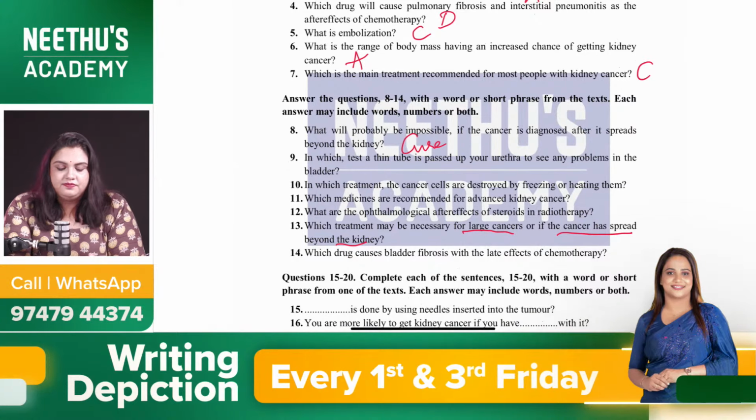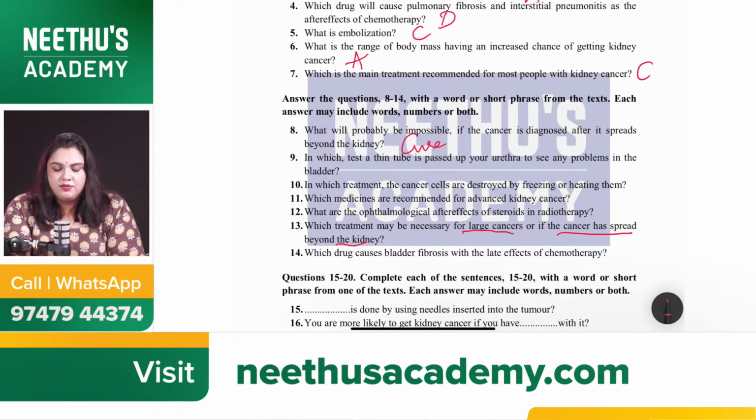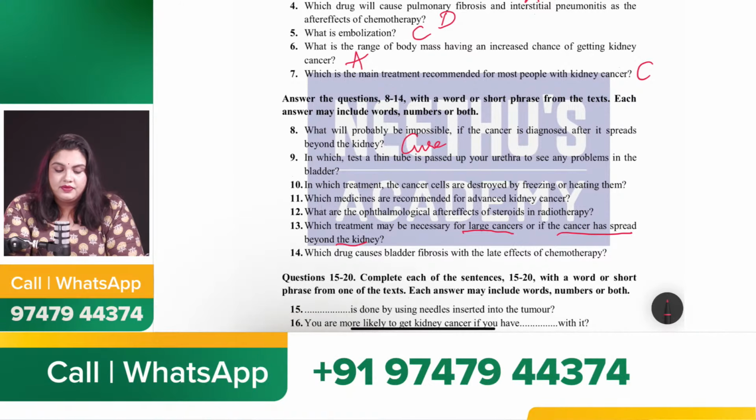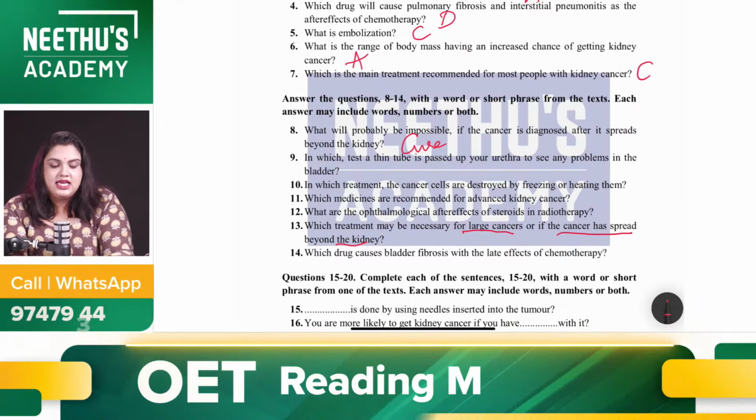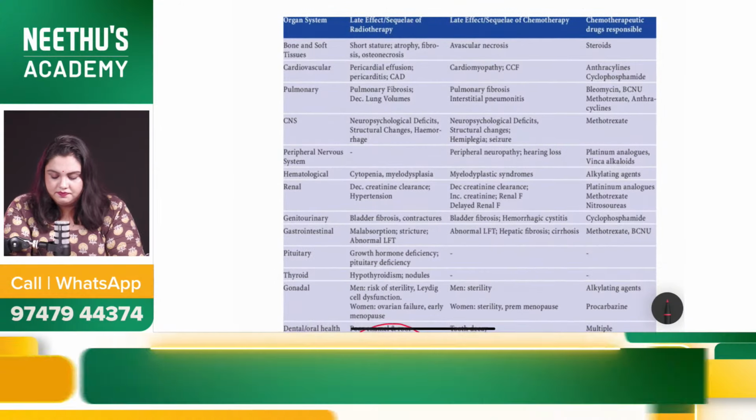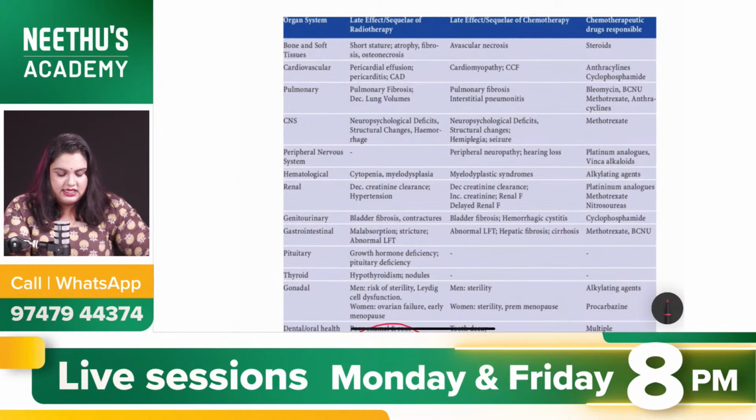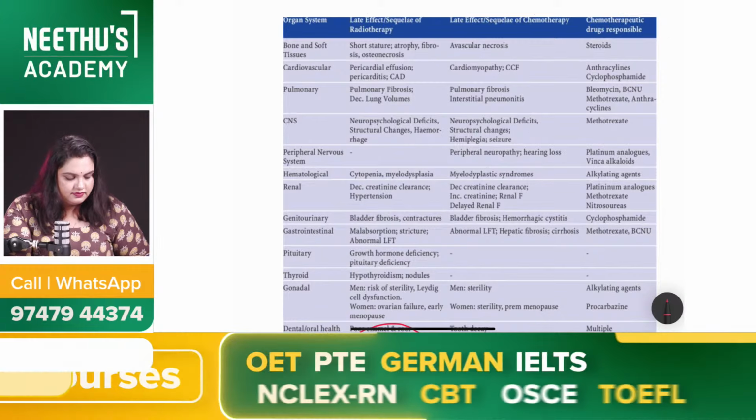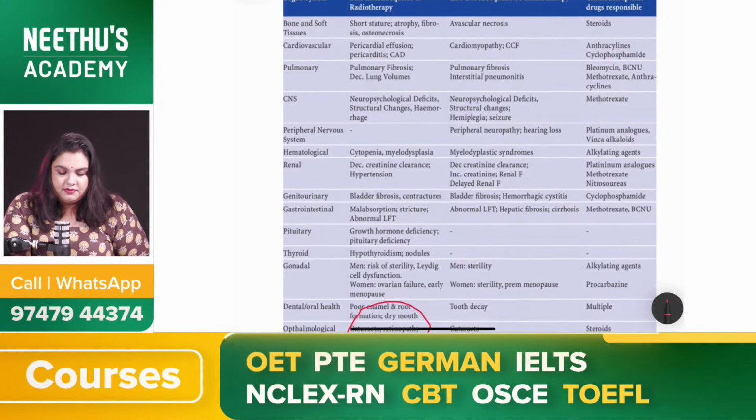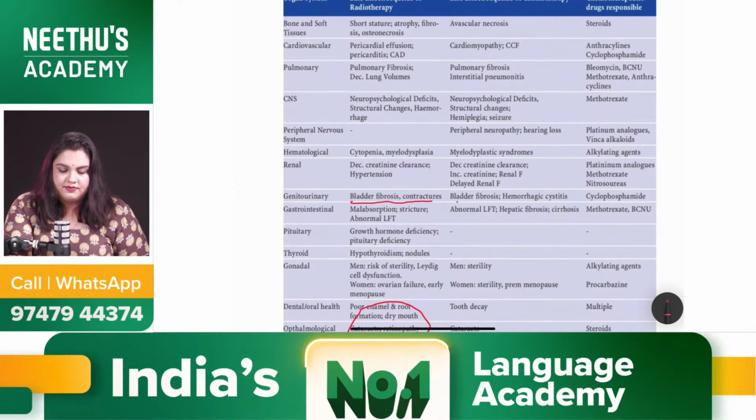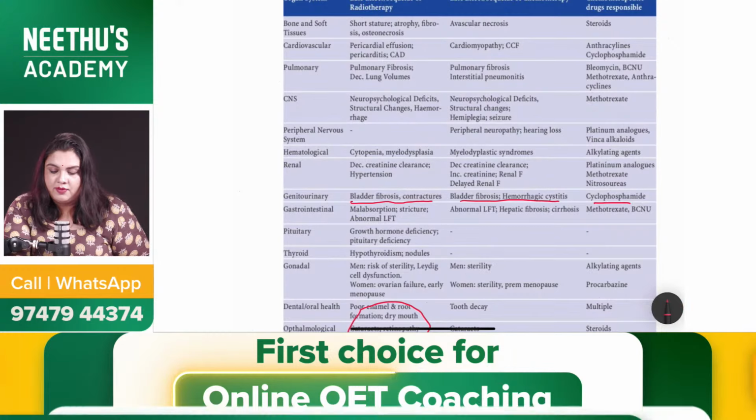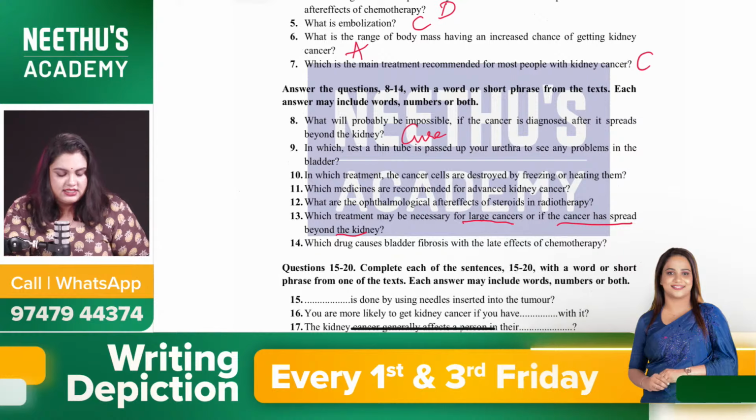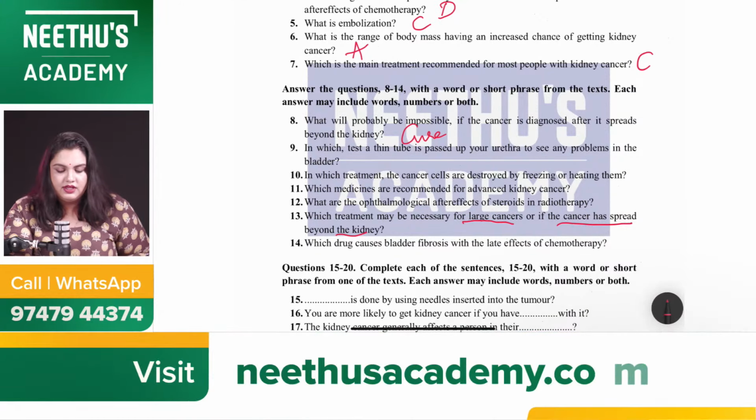Moving on to question number 14. Which drug causes bladder fibrosis with late effects of chemotherapy? I'm repeating. Which drug causes bladder fibrosis with the late effects of chemotherapy? In which text did we mention this? We talked about that in Text D. Yes, bladder fibrosis. So the answer is cyclophosphamide. The answer to question number 14 is cyclophosphamide.